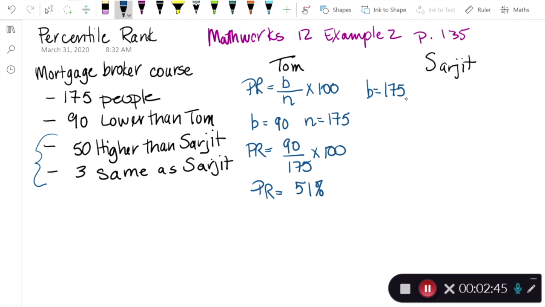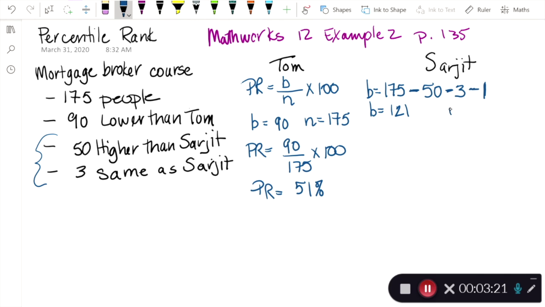Now, out of the 175 people, we can subtract the 50 who scored higher than Sarjeet. We can subtract the 3 who scored the same as Sarjeet. And we can actually subtract Sarjeet himself, and that will leave us with the number of people who were below his score. So 175 minus 50 minus 3 minus 1. 121 people scored below Sarjeet.